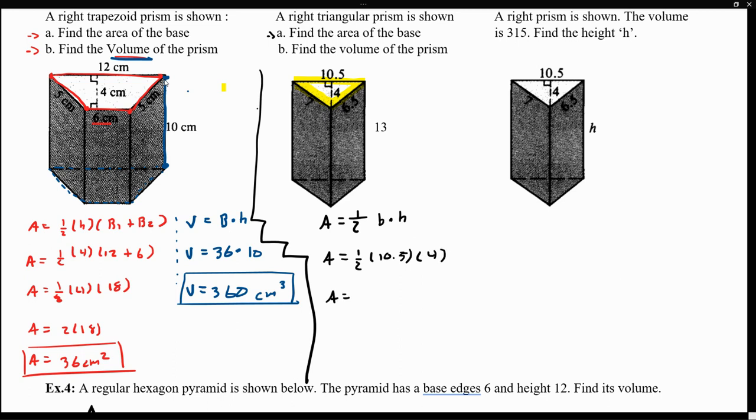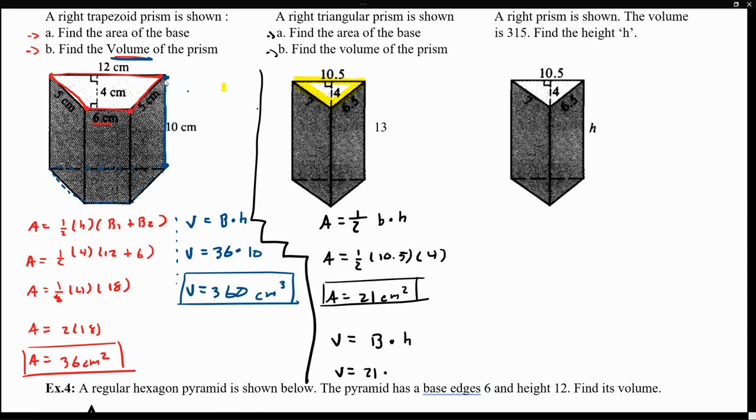Now, if we compute all this, it should give us 21. Since this is the area, and all units are given to us in centimeters, we're going to call it centimeters squared. So the area of the base is 21 centimeters squared. Now to find the volume, since this is a prism, the volume is the area of the base times the height. But we already know the area of the base. We just found it. The area of the base is 21.